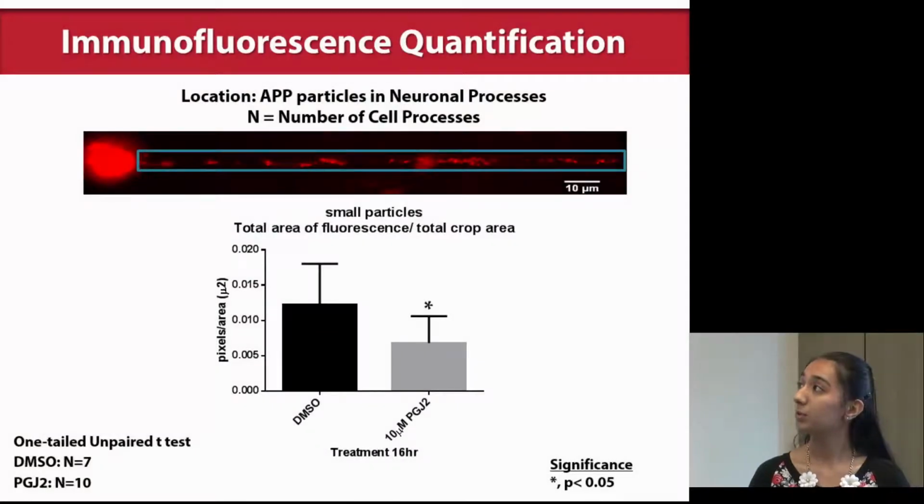We were able to do immunofluorescence quantification using ImageJ software. The location that we used was the neuronal processes, and this is an example of a scheme of how we actually quantified them. We cropped out the processes, and after using our software, we found statistical significance within the number of small particles compared between our 2 groups, DMSO and PGJ2. There was a lower amount of small particles in PGJ2, indicating that because of those clusters, there wasn't as much small particles as was seen in our DMSO control, which is also representative in that scheme.